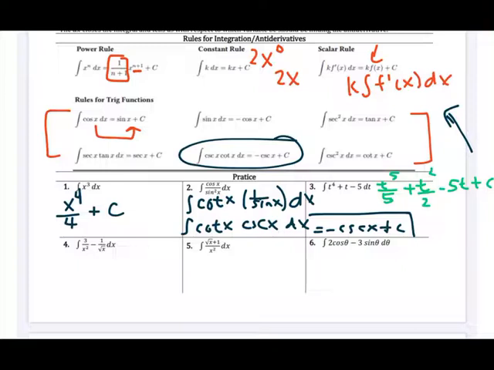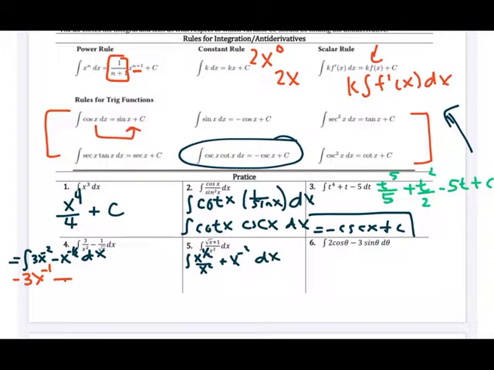So if you watch me go through those and you haven't done 4, 5, and 6, pause them and see if you can work through them. So I'm going to rewrite number 4, 3x to the negative 2nd minus x to the negative 1/2, so that it becomes easier for me to use the power rule. So I'm going to increase my exponents by 1. So negative 2 plus 1 is going to give me negative 1. So 3x to the negative 1st power, and I'm going to divide by negative 1, so I'm just going to make that a negative.